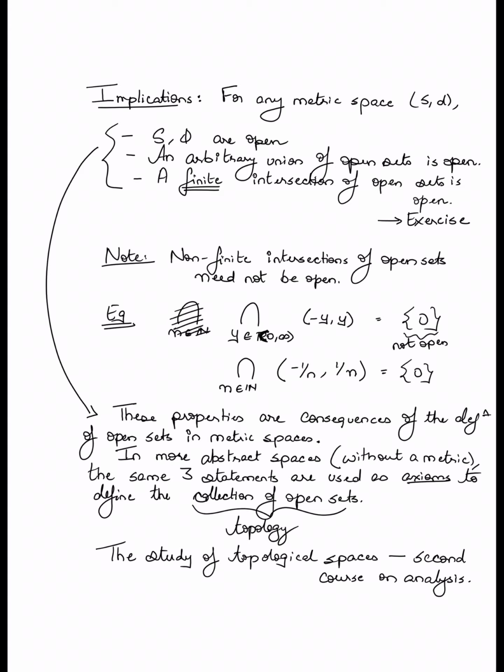Having talked about open sets in some detail, now we can talk about closed sets. So the definition of closed sets is fairly straightforward. A set is closed if its complement is open.